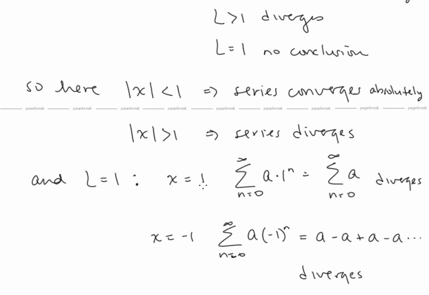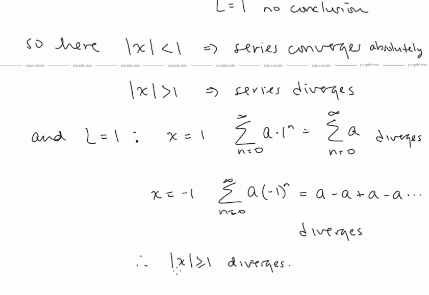When x is equal to 1, we have a times 1 to the n, so that's the series of a, and that certainly diverges because that's a plus a plus a plus a plus a infinitely many times. And then when x is equal to negative 1, we have a times negative 1 to the n, so that's going to give us a minus a plus a minus a, and that also diverges, because our partial sums are either going to be a or 0, and it's going to keep alternating between those two. The limit of those partial sums doesn't exist, and so this series diverges. And so for x equal to 1 and for x equal to negative 1, this series diverges.